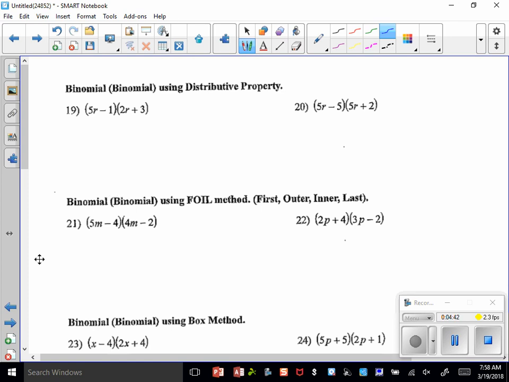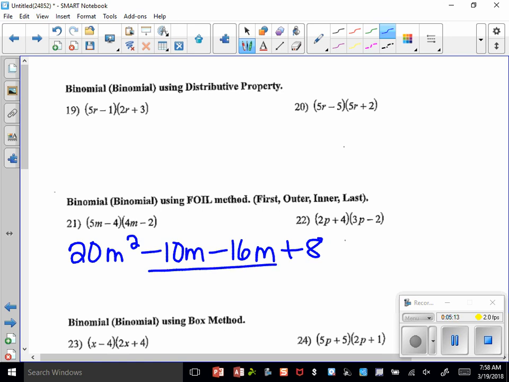So 5m times 4m will give us 20m squared. And then 5m times the negative 2 will give us negative 10m. Now we take the negative 4 and distribute twice. Negative 4 times 4m, negative 16m. And then what is negative 4 times a negative 2? Positive 8. And then again, we combine our middle terms together. So I'm going to have 20m squared minus 26m plus 8.